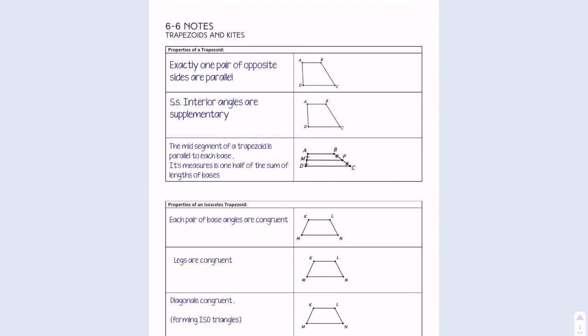Pause it right here and copy these properties down for a trapezoid and an isosceles trapezoid. All right, now that you've copied these down, I'm just going to quickly remind you of a couple things. One, you can always pause, rewind, and listen again to anything I say here, so I am going to go kind of quickly because I know you're watching a video and you can do that.